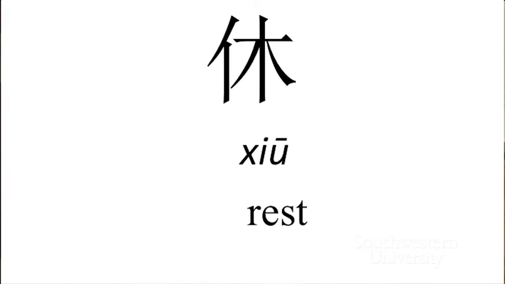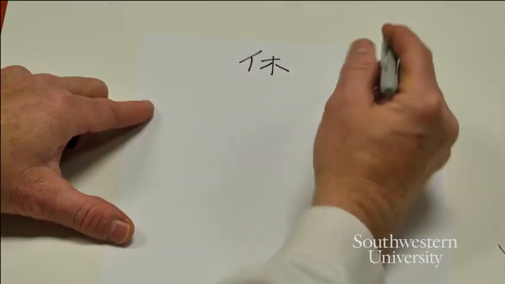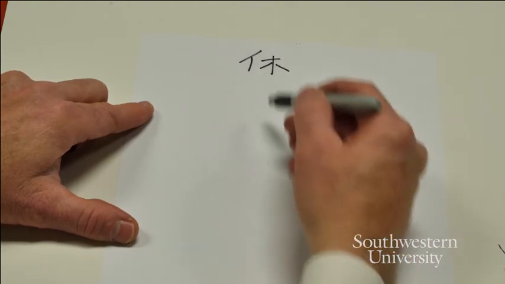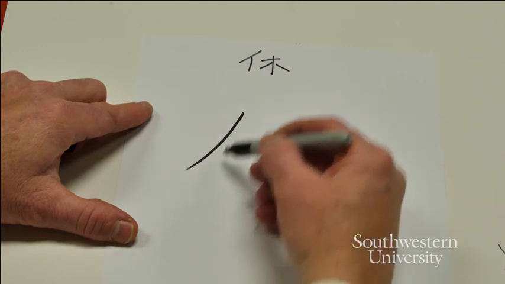Sio. So this is just a picture of a person resting beside a tree. It's probably just phonetic. Or maybe the person is like a piece of wood, just totally resting.